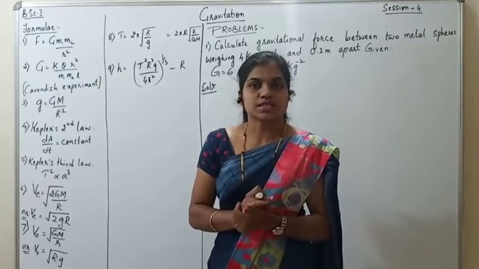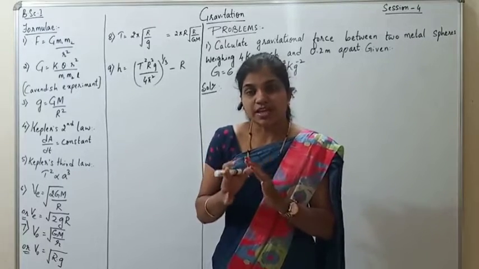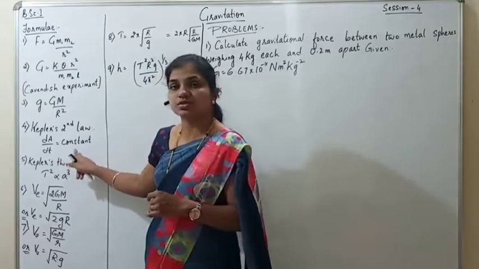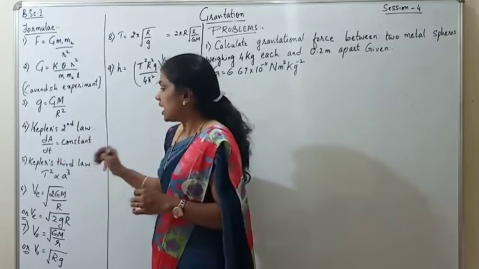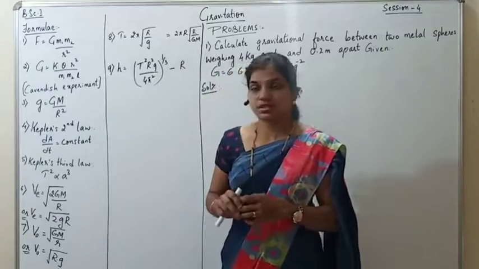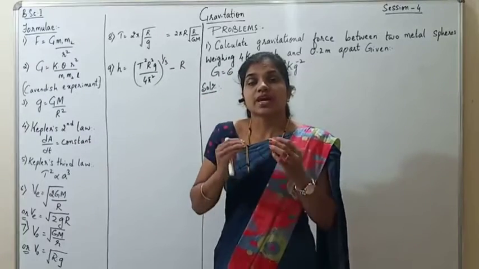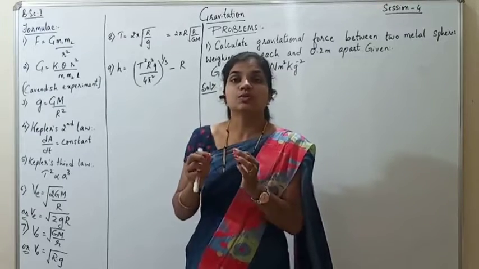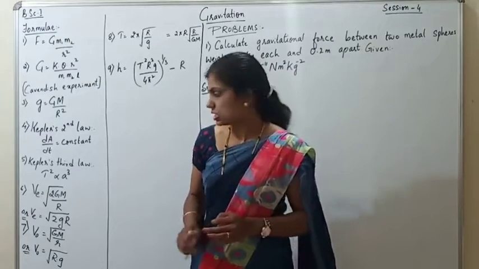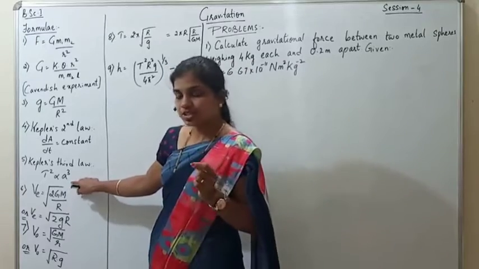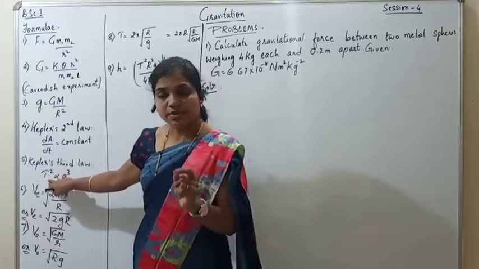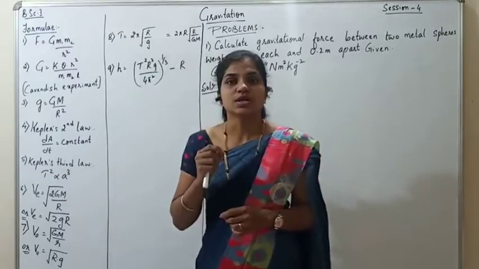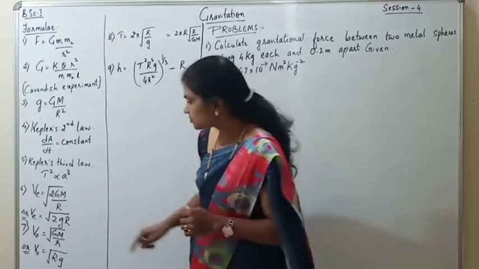Kepler's second law says the rate of change of area with respect to time is constant. So we have dA by dt is equal to constant. And Kepler's third law says the square of the time period is directly proportional to the cube of the semi-major axis. So A is the semi-major axis, T is the time period. Therefore, T square is directly proportional to A cube, right?